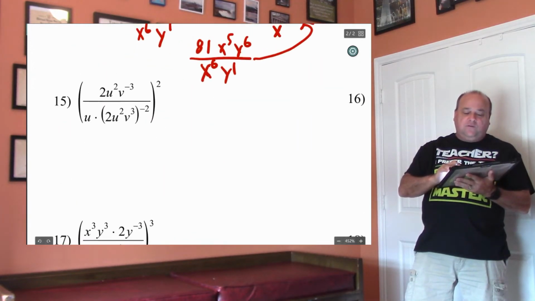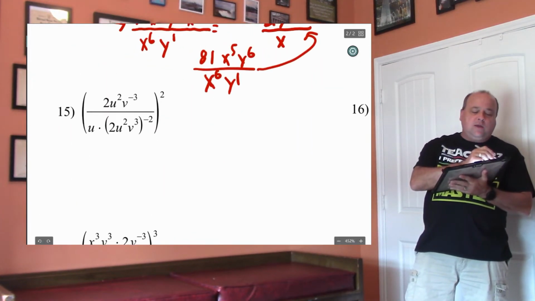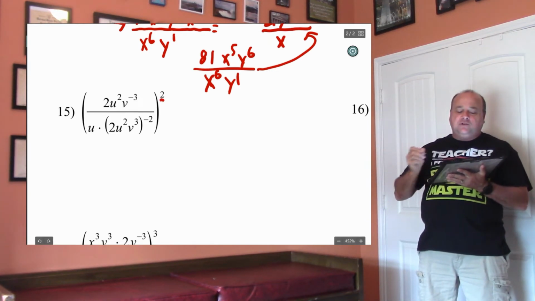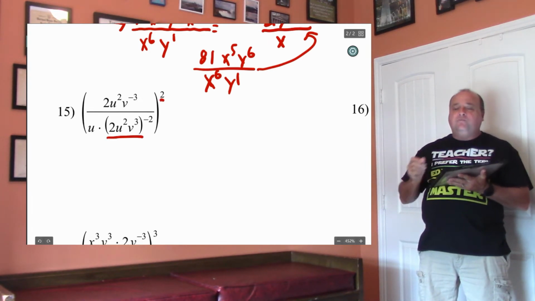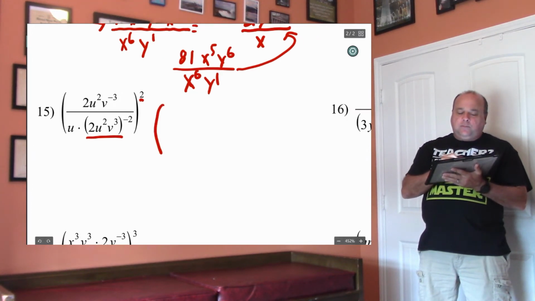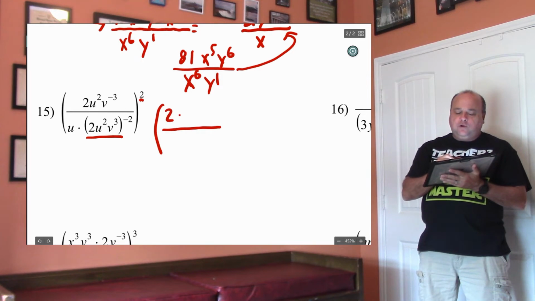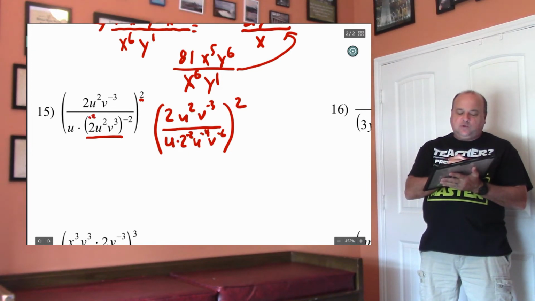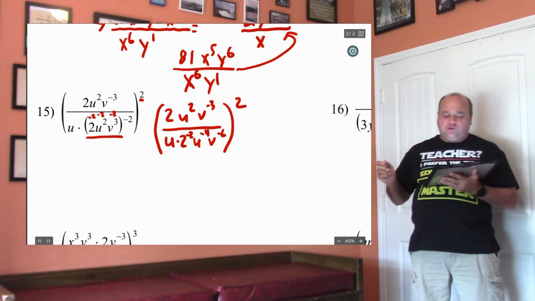Continuing on, let's go to 15. This is when it gets real tricky when you have this. Every single exponent is going to get multiplied by this too. But we've got to get rid of this one first because we have a parentheses and a parentheses. Okay, so let's rewrite the problem. So we have 2u squared v to the negative 3 and a 2 out here. Then we have a u, and then we're going to have times 2 to the negative 2, u to the negative 4, v to the negative 6. So I multiplied all these by negative 2.